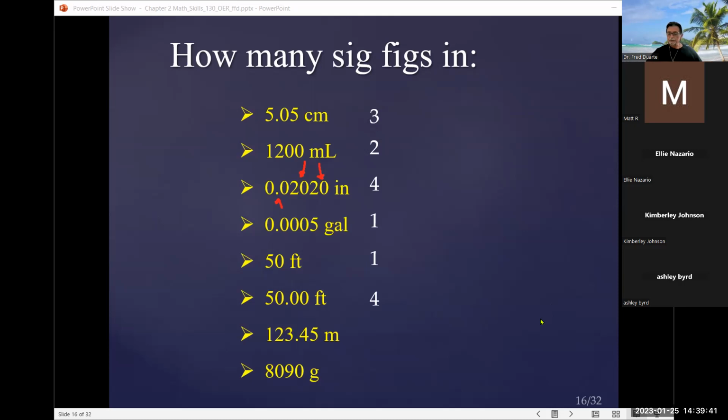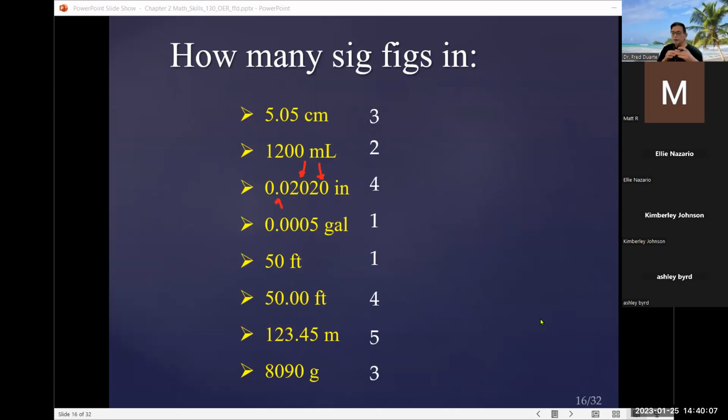All right, the 1, 2, 3.45, all of them are integers. Automatically, they all count. And then finally, the last one has 3 sig figs. The last zero does not count, okay? The zero between the 8 and 9 counts because it is trapped between 2 integers, okay? Any number trapped between 2 integers counts.